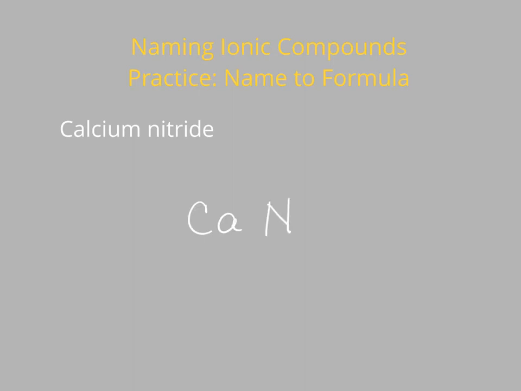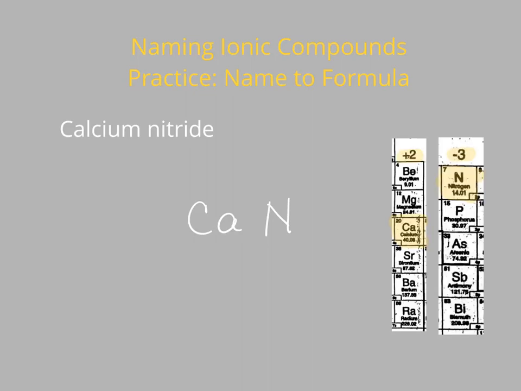And then the next thing we do, since we're going from name to formula, is we have to look up on the periodic table the charges that each of these elements are going to take on when they're part of an ionic bond. And calcium is going to take on a +2, and nitrogen is going to take on a -3 charge. Well, as we can see, unlike our sodium fluoride, our charges aren't balanced.